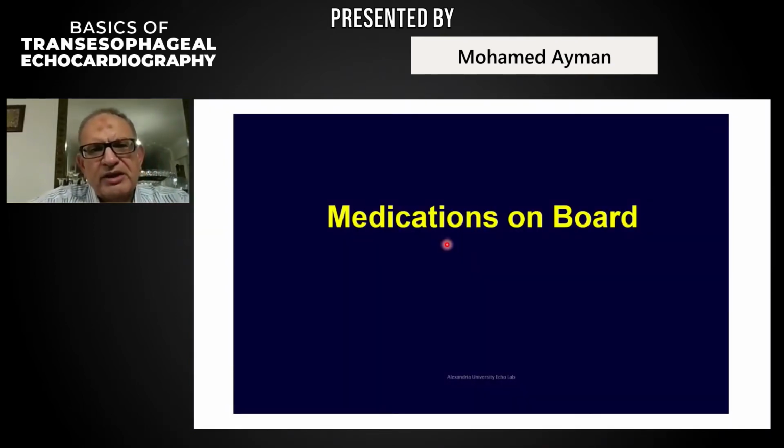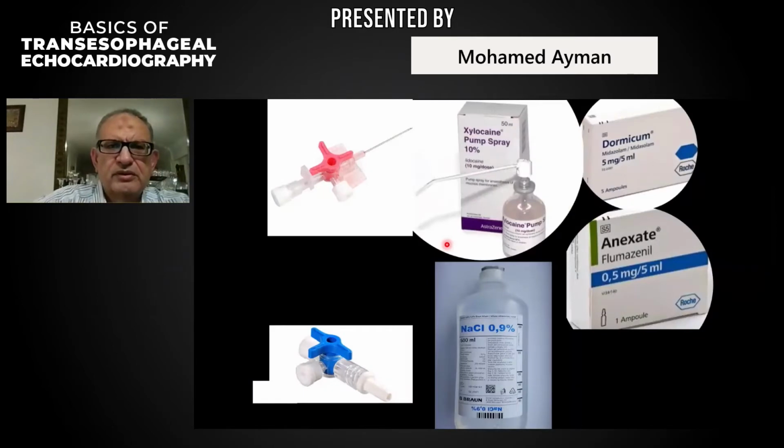So what are the medications which you need for transesophageal echo? You need to insert a cannula like this. You need to do a good throat anesthesia with this xylocaine spray to block the gag reflex, where the patient is preferably sedated, and usually we use midazolam.